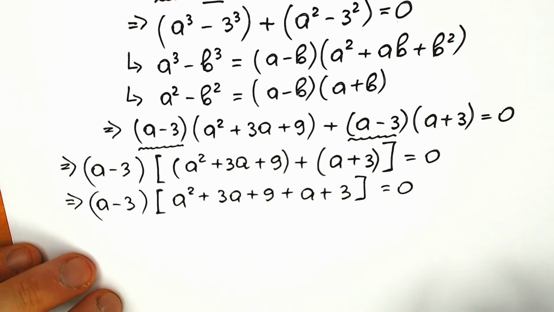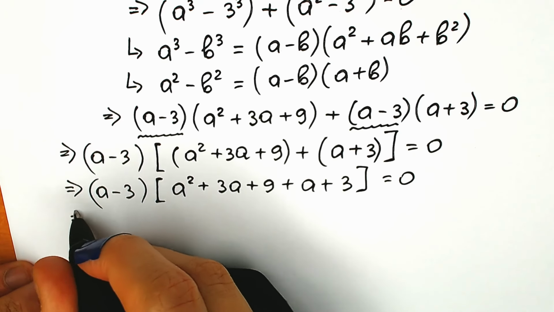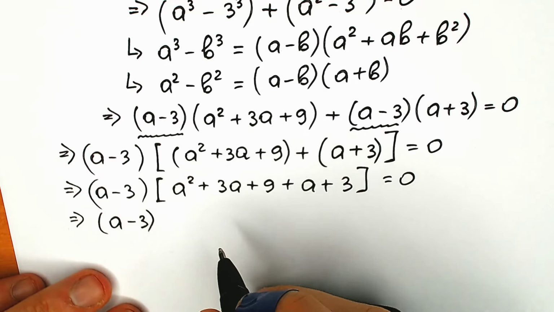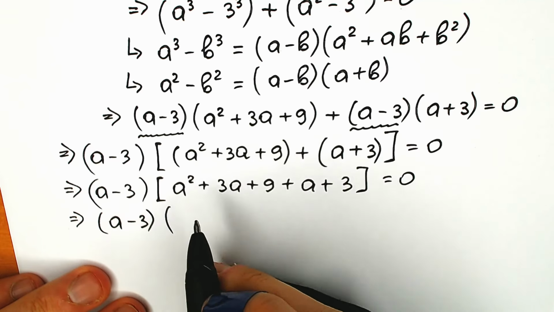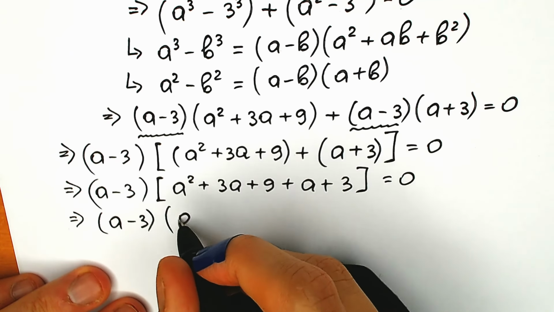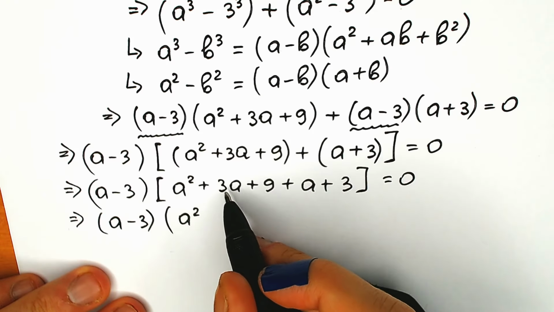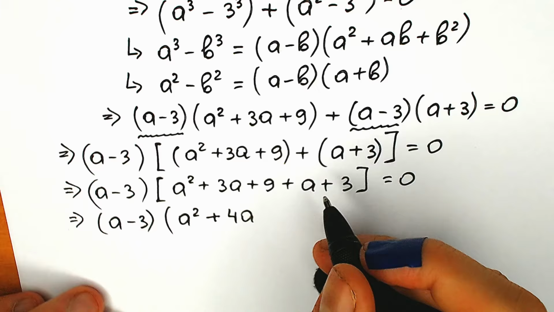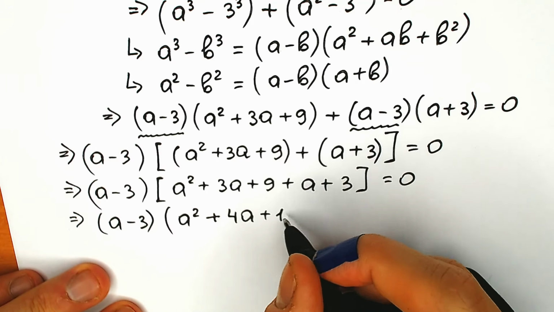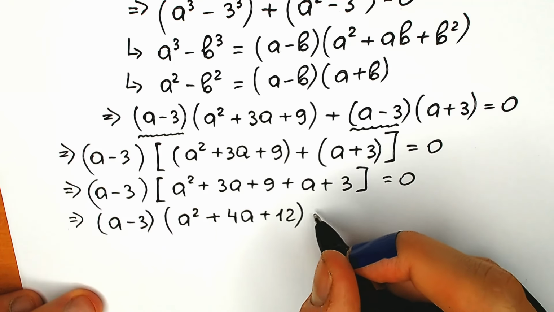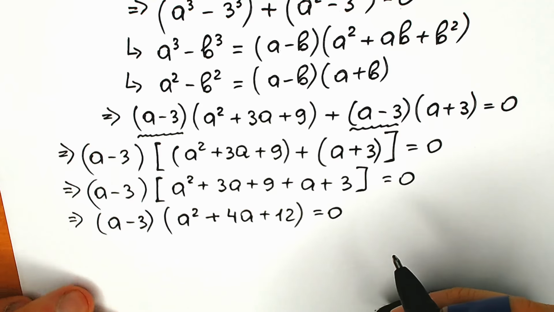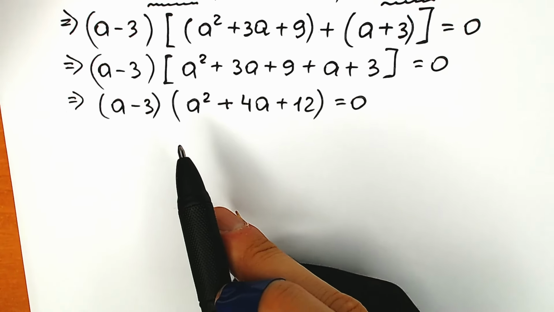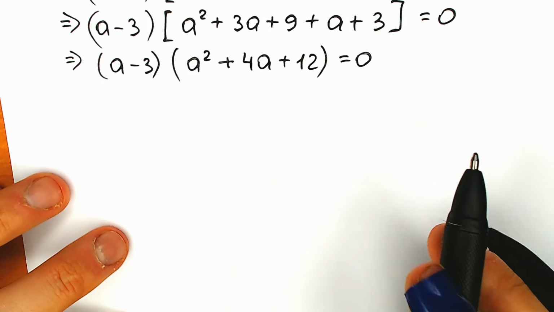Right now let's do it. So what do we have as a result? We have a minus 3, the same beginning. And in another parenthesis, I'm going to use this type of brackets because we have a square: a squared plus 3a plus 4a, and 9 plus 3 equal to 12, so plus 12 equal to 0. Right now we have a really great expression because we have a product, and the product of two parentheses equal to 0 when the first parenthesis equal to 0. So in our case we have a minus 3 equal to 0.